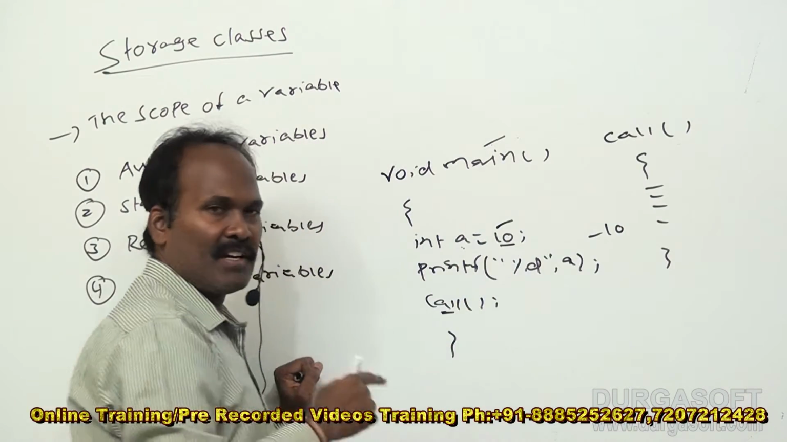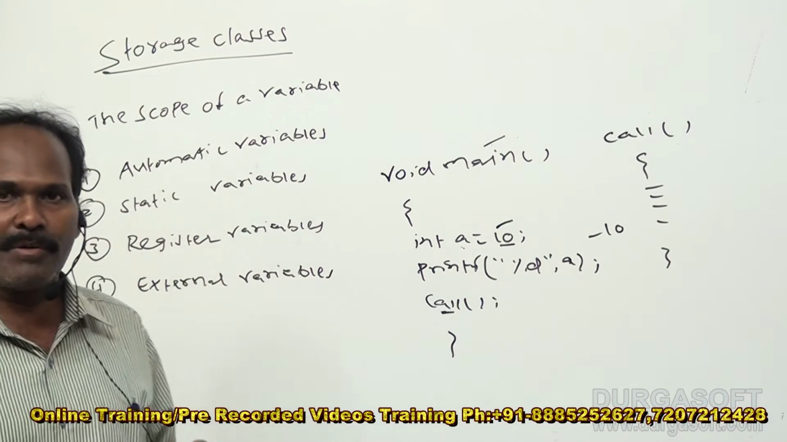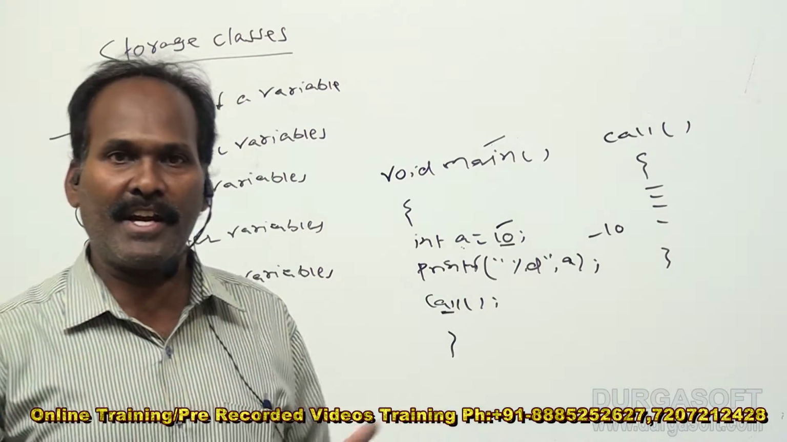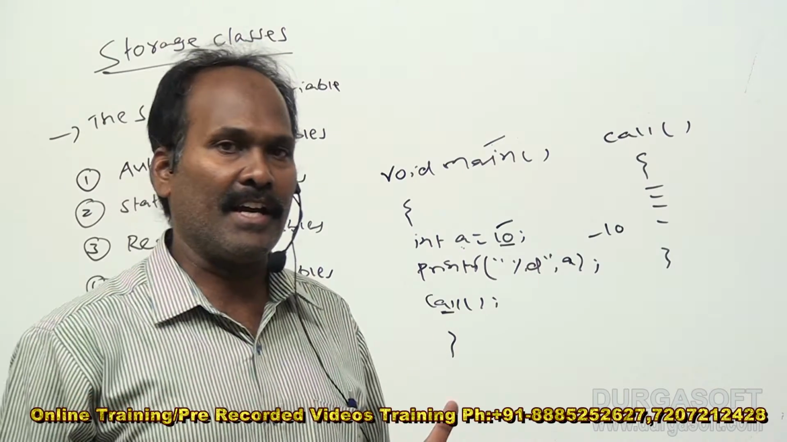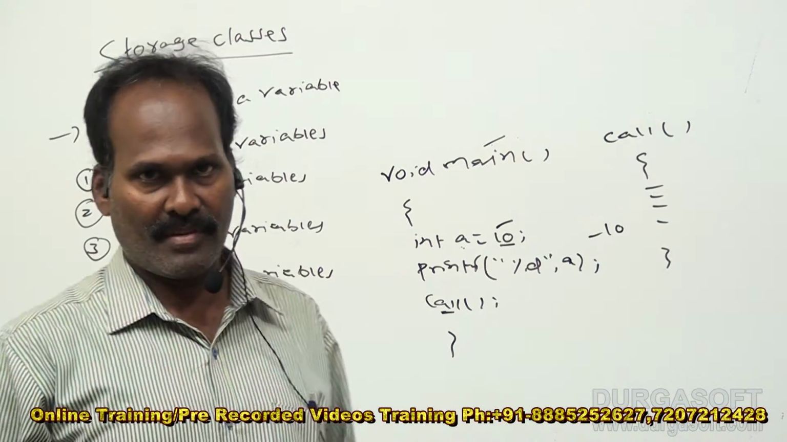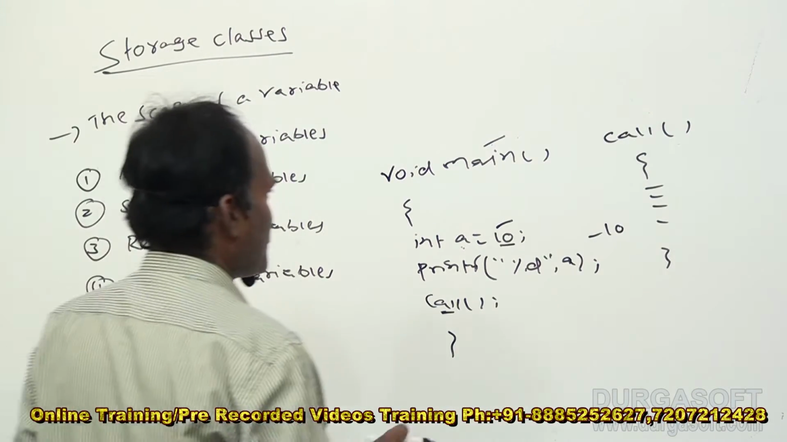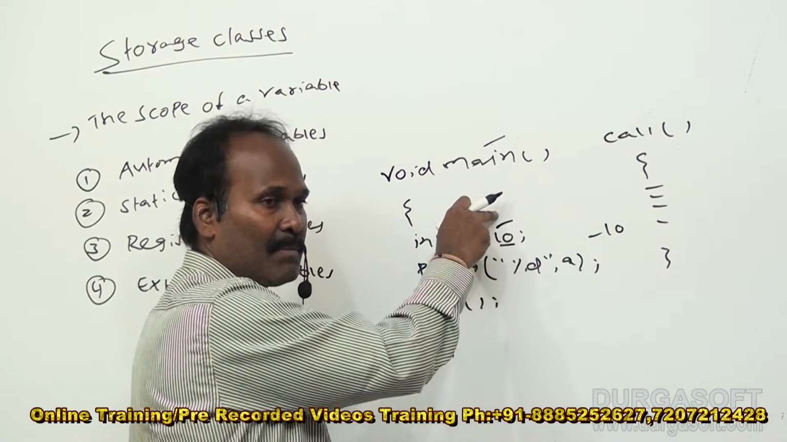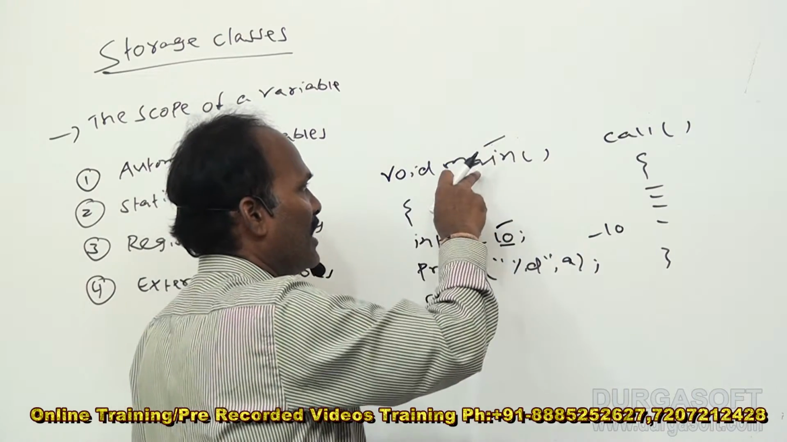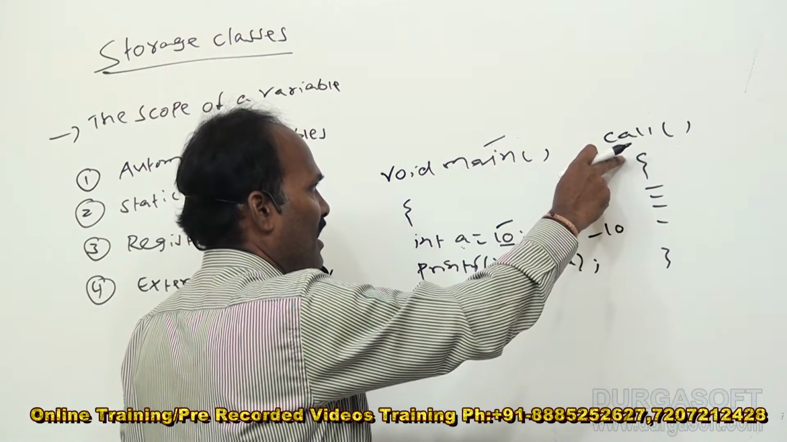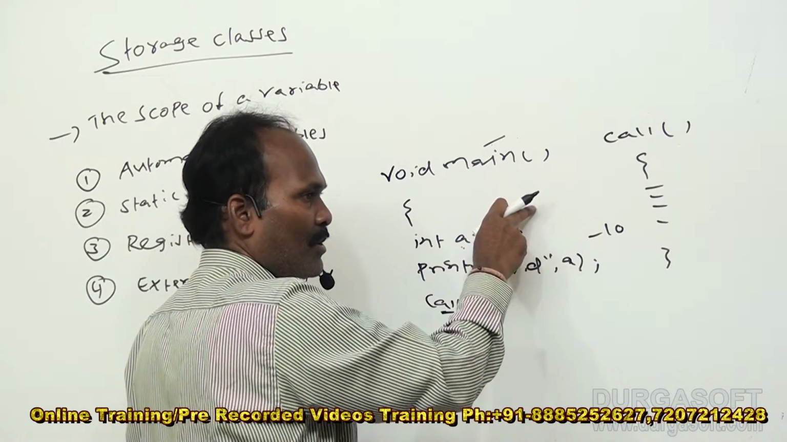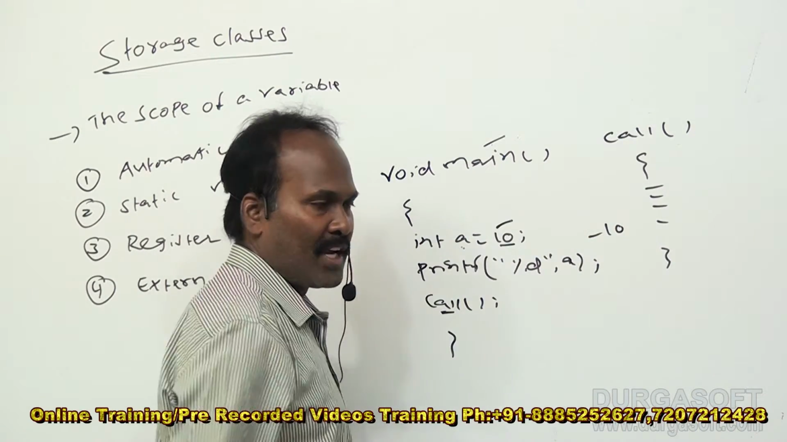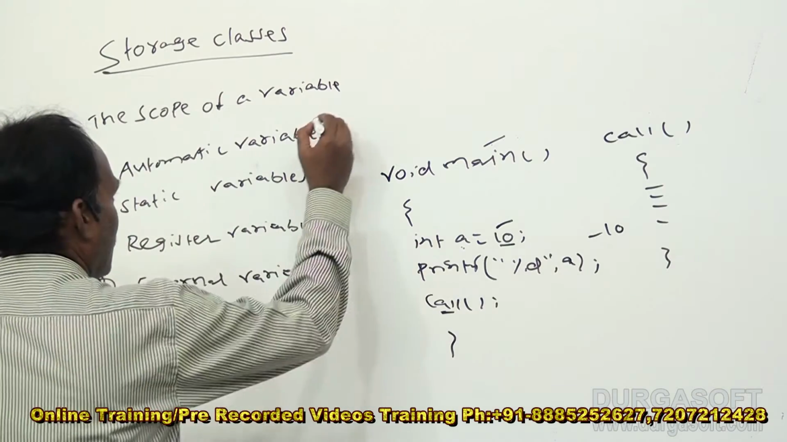Because of that reason, they are called automatic variables. Automatically they are created and destroyed at the time of function exiting. That means in between function calls, between the main function and callfunction, they are not going to retain or store their values. So this is about automatic variables.